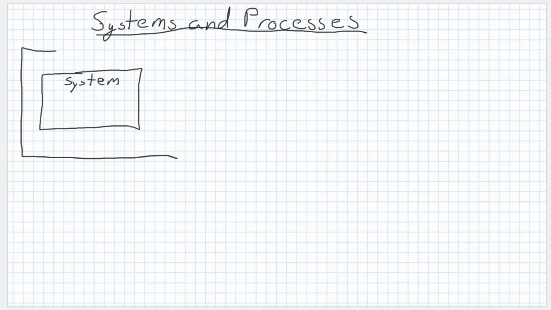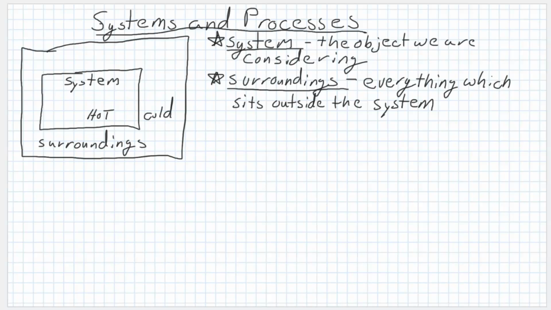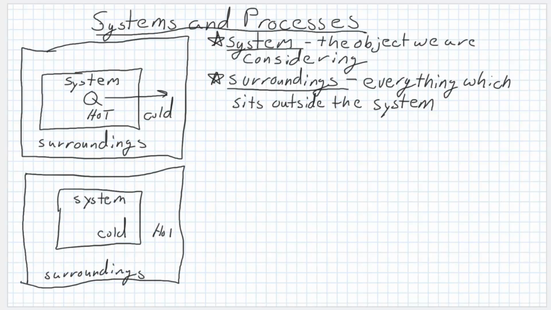This video is going to be about systems and processes as they apply to thermodynamics. A system is the object that we're interested in, and everything outside that system is the surroundings. In thermodynamics, when we have a hot system and cold surroundings, heat, Q, flows from the hot system into the cold surroundings. If we flip it, so now our system is colder than the hot surroundings, heat will flow from the surroundings into the system.